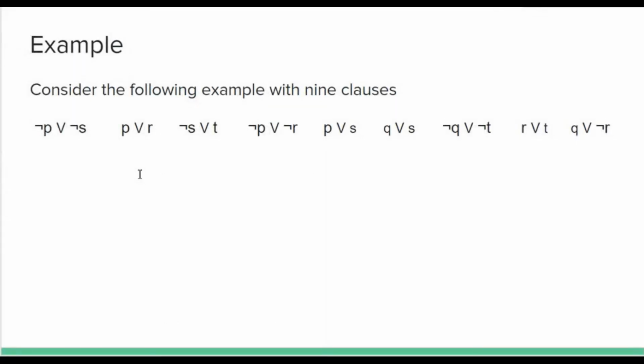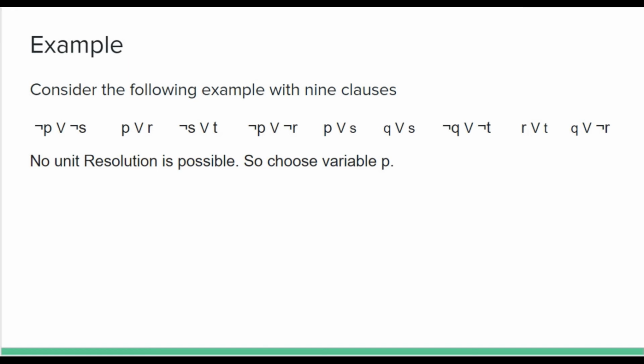Let us consider an example. Here we have 9 clauses and we want to establish whether this formula is satisfiable or not. We see that no unit resolution is possible since none of the 9 clauses is a unit clause. So we have to choose a variable and do a case analysis on this variable. Let's choose the variable p. That means if we add p as an extra clause, we can do unit resolution.